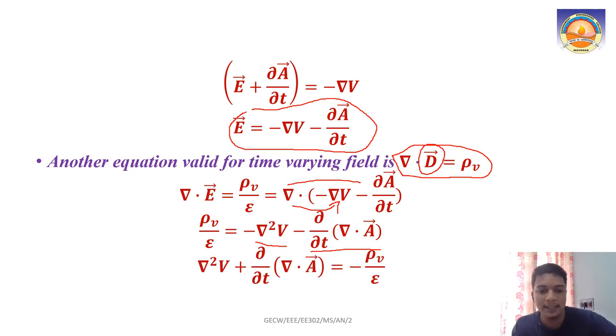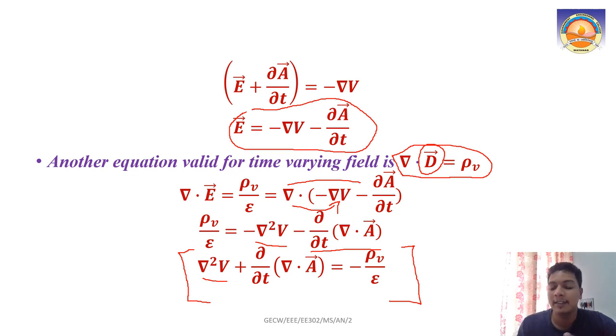Once we rearrange this, we will get del square V plus dou by dou t of del dot A equal to minus rho V by epsilon. Here our equation is quite free from the electric field or the magnetic field density, right? Just like our Poisson's or Laplace equation, del square V equal to minus rho V by epsilon, which we can use for finding out the field. We discussed that long before.